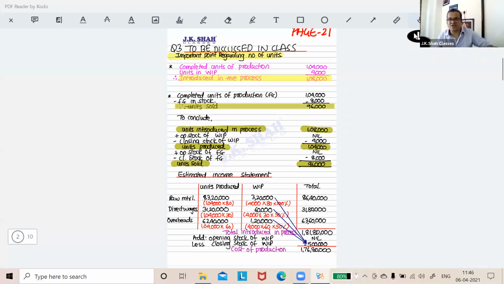Introduced in the process would be how much? 1,08,000. Once again, I'm asking you guys, if you've understood, give me some confirmation. This 1,08,000 is understood by everyone, right? But let's stay alert. Chaitra, you're raising a hand, giving confirmation. Okay, fine.